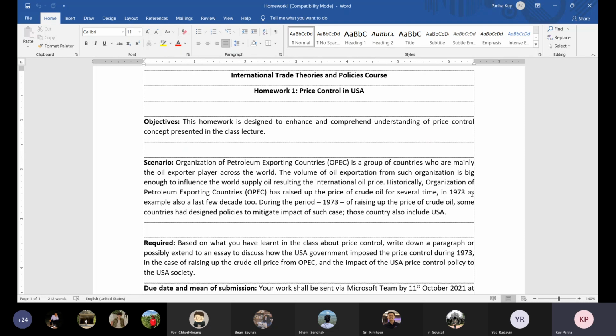Because you need to address only 2 things. First, how the U.S. government imposed that. And second, the impact of that imposition on U.S. society.